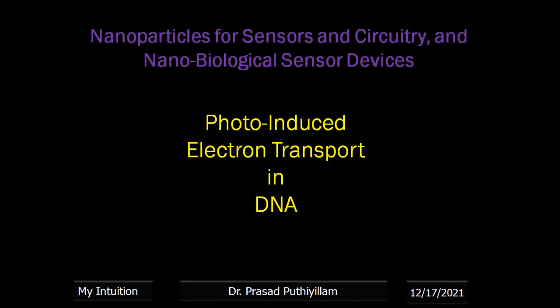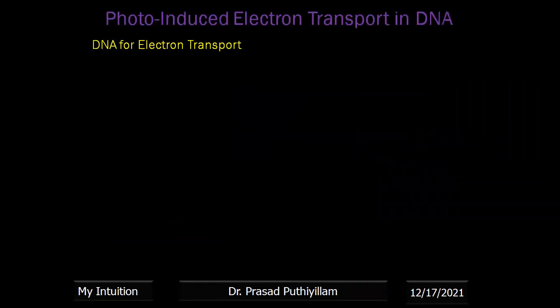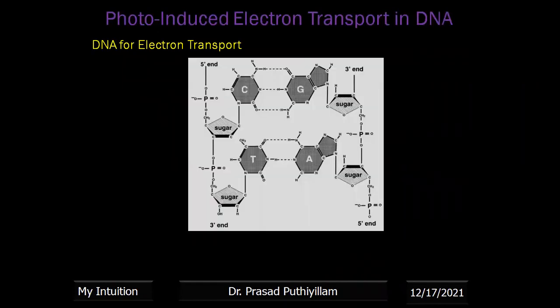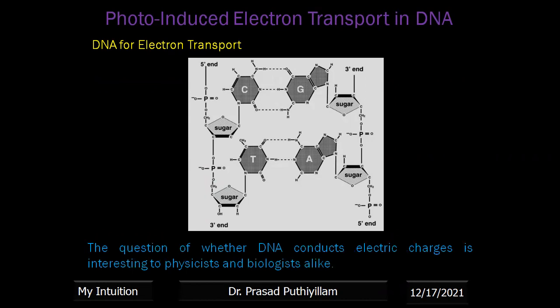First topic, that is photo-induced electron transport in DNA. To know about DNA, the compositional structure of DNA is given here. We know that DNA consists of mainly 4 bases: adenine, thymine, cytosine, and guanine, and a backbone made up of phosphorylated sugar. DNA, or deoxyribonucleic acid, is one of the most famous biopolymers, and it is very unique. It's a 3-dimensional molecule, and it carries the genetic information of all living organisms.